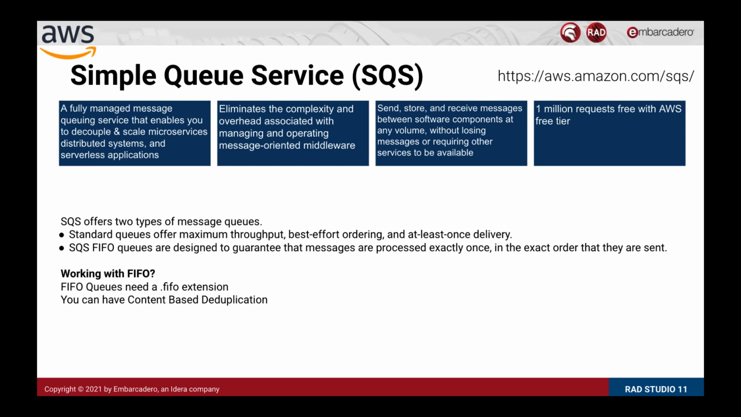So one of the things you can do with the Simple Queue Service is to send, store, and receive messages between software components. You can do this at quite a large volume, and this is one of the things that is quite powerful around the SDK. But it also has a lot of use through the command line and through the SDK.